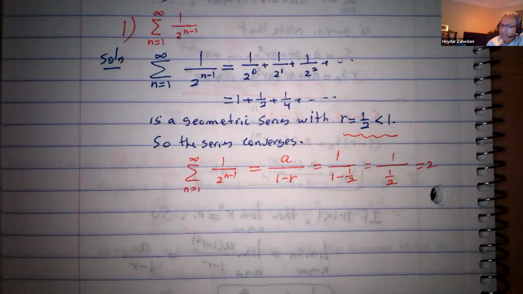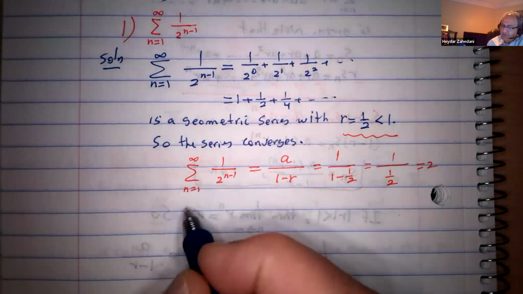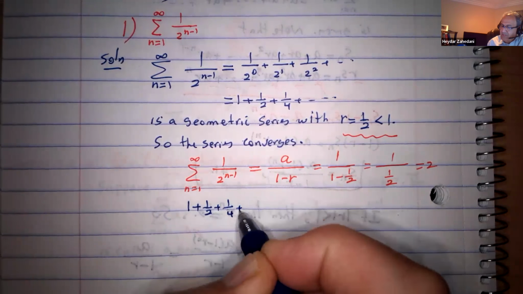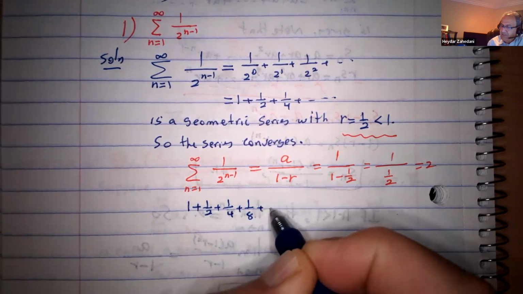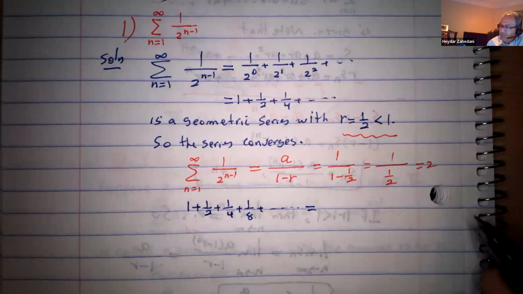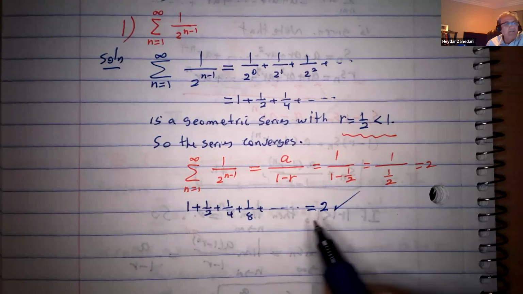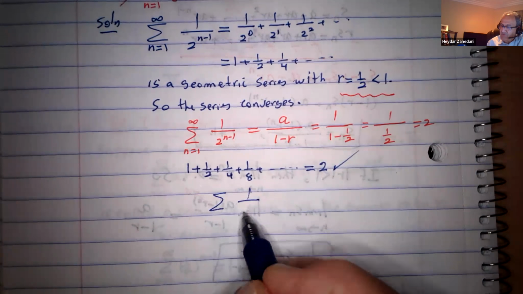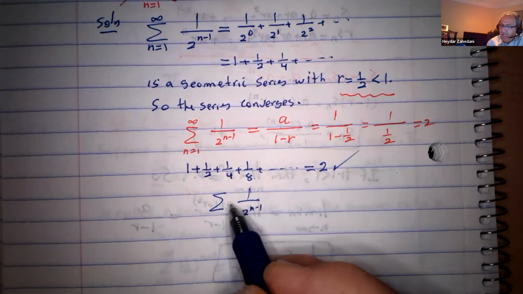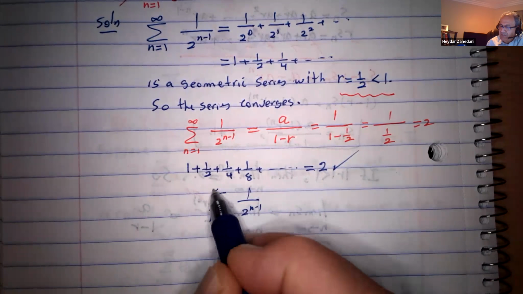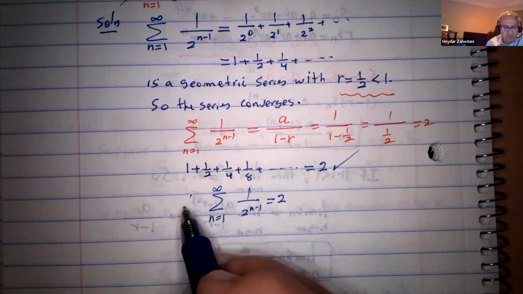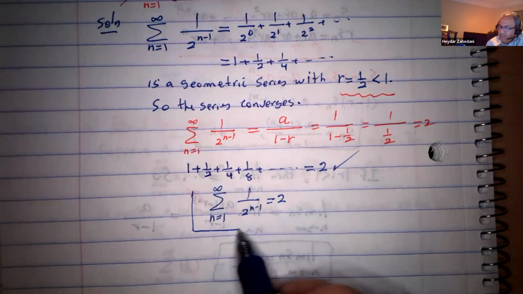So this means the sum of this series, you see, 1 plus 1/2 plus a quarter plus 1/8 forever, is going to be what? It is equal to 2. Or in brief form, sigma of 1 over 2 to the n minus 1, n from 1 to infinity is always equal to 2.